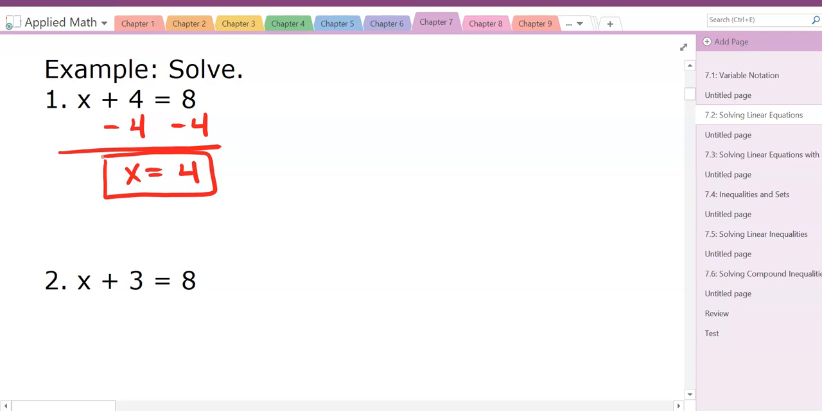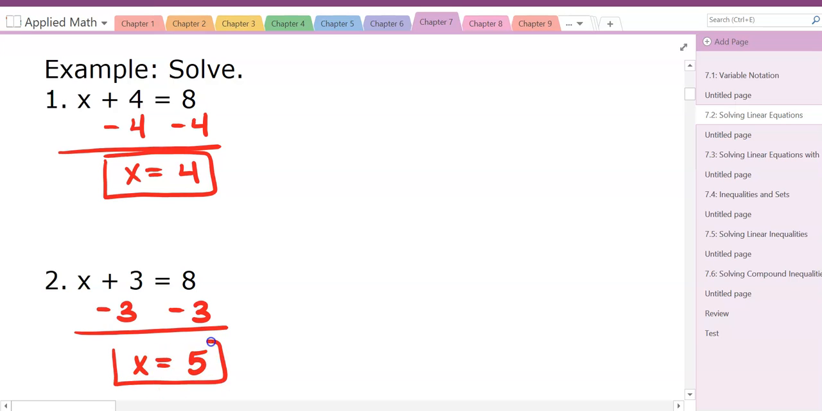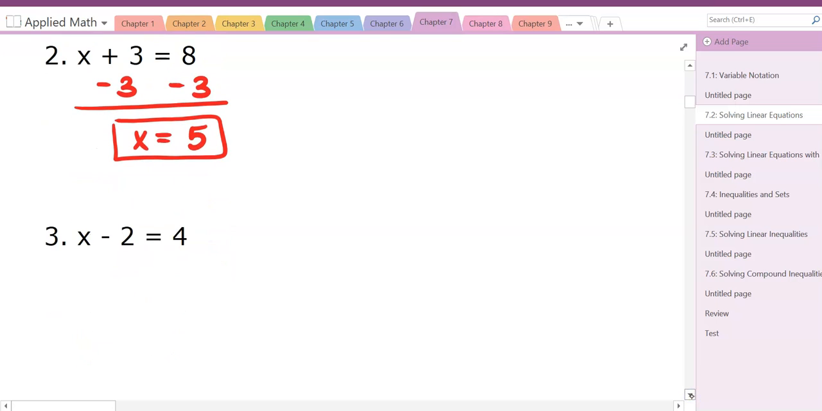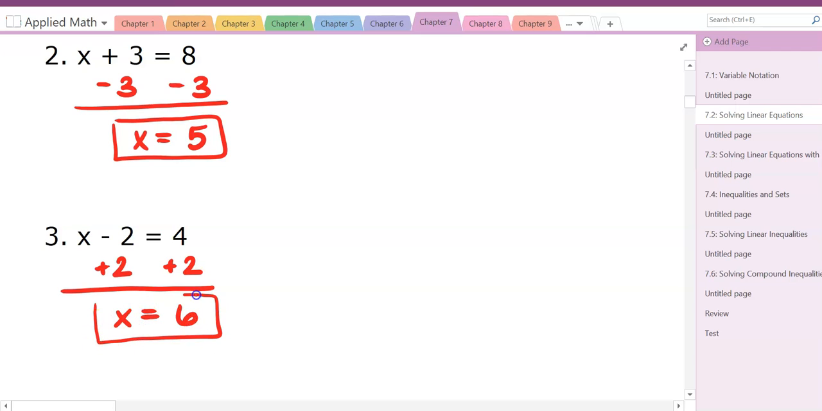Okay, what would you guys do for number 2? Subtract 3, and so what's 8 minus 3? 5. So we would get x equals 5. Okay, so that would be subtracting. We also can do this by adding. So number 3 starts at x minus 2 equals 4. So we add 2. So 4 plus 2 is going to be 6. So we get x equals 6.